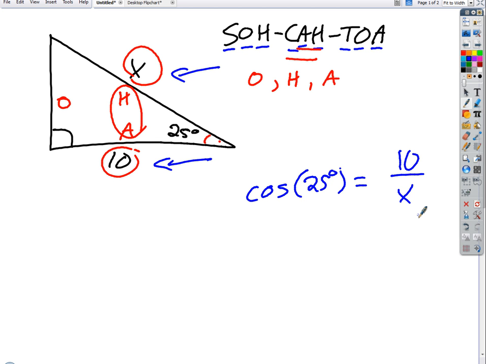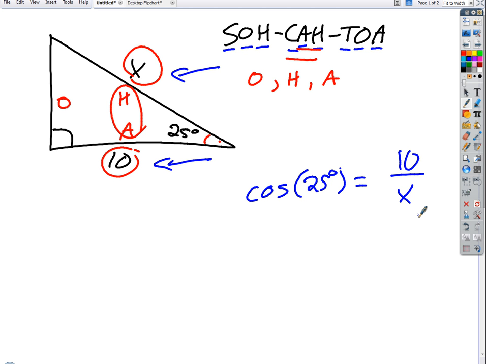Okay, but now, here's where people ran into trouble. A lot of people were successful with that, but then they weren't sure what to do. How are we going to solve this for x? Suggestions? Yeah. Multiply both sides by 10? Okay, I know what you're thinking. That's because we got to get that x by itself, right?